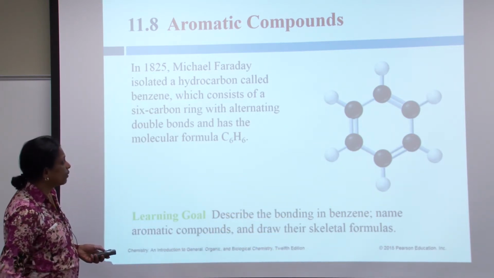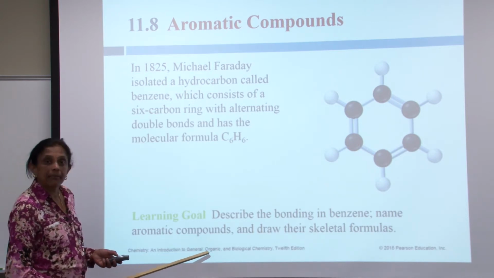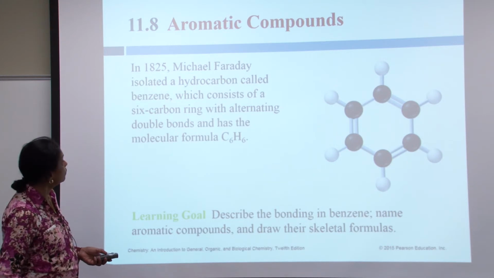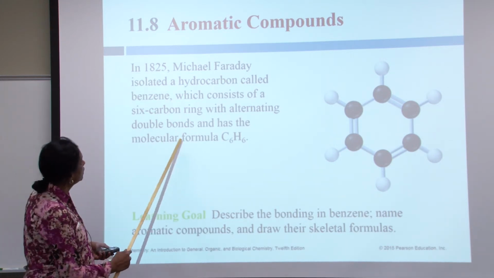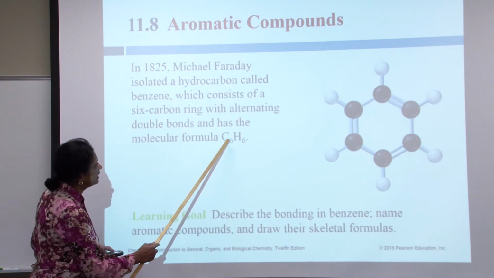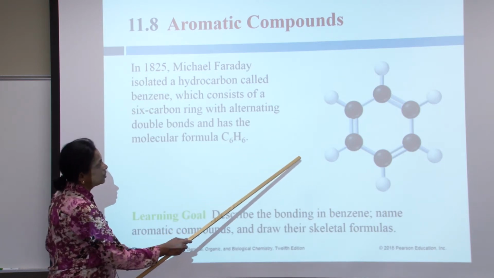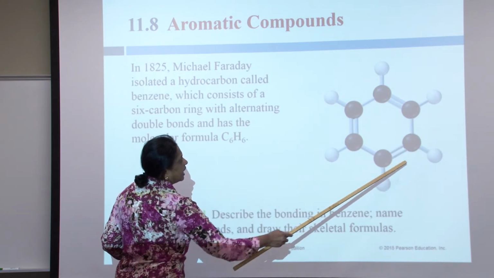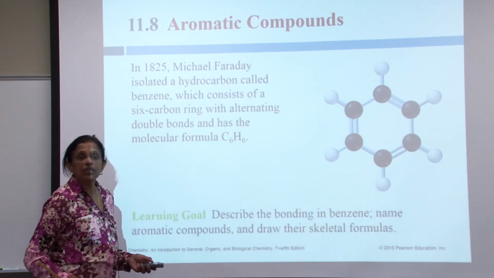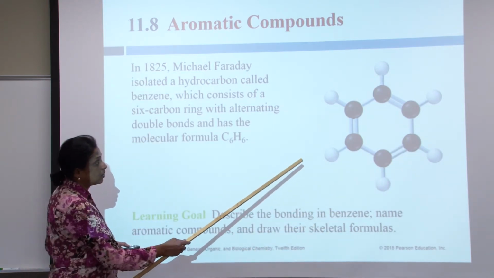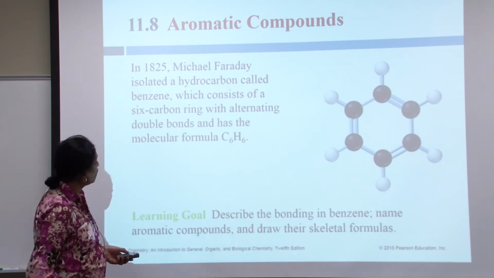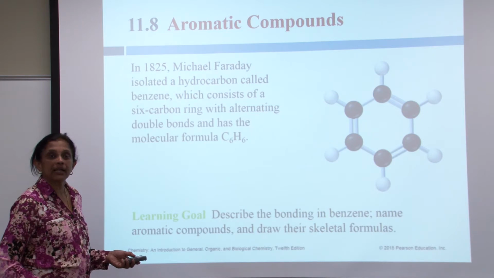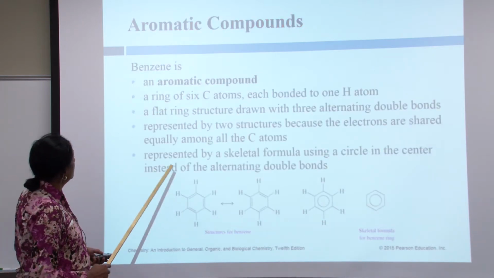In this unit, we are going to name aromatic compounds and draw skeletal formulas. That'll be the learning goal for us. The molecular formula for benzene is C6H6. You can see there are 6 carbons, like I said, and there are 6 hydrogens. That is your ball and stick model for benzene, and benzene is the basic unit of aromatic compounds.